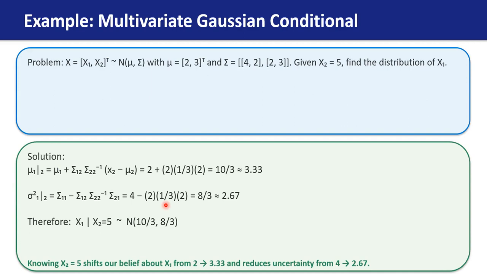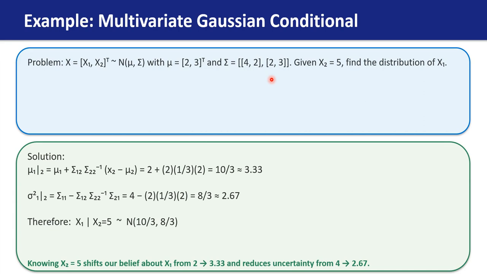Okay, let us compute the conditional distribution. This comes up in Kalman filtering and Gaussian process regression. We have x = (x1, x2) distributed as N(mu, sigma) with mu = (2, 3) and sigma = [[4, 2], [2, 3]], with 4, 2 on the top row and 2, 3 on the bottom row. We observe x2 equals 5.